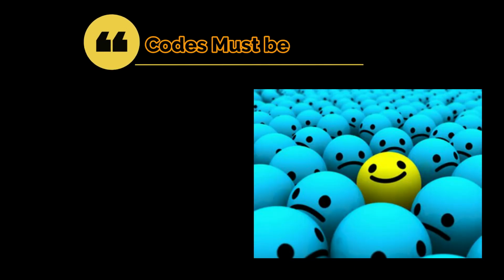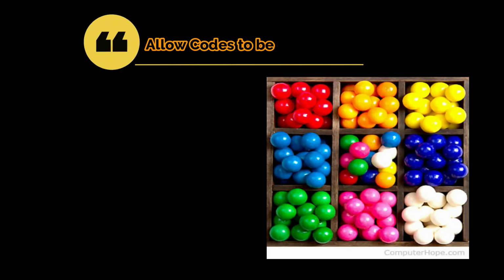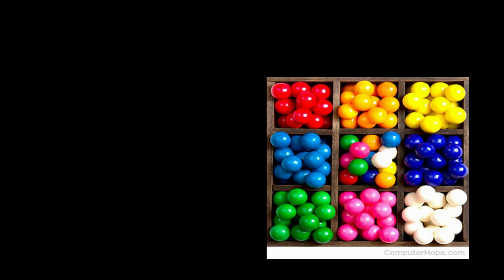Third, codes must be unique. Make a note of all codes used in the system to ensure that you are not assigning the same code number or name to the same items. Fourth, allow codes to be sortable. If you are going to manipulate the data usefully, the codes must be sortable.